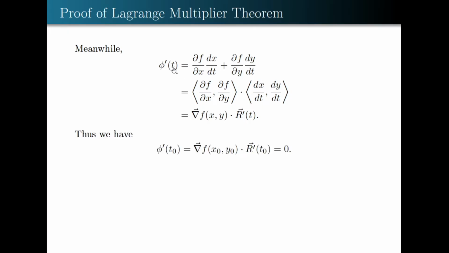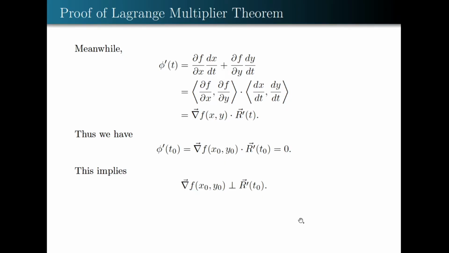In particular, this applies to all parameters t, so it applies to the parameter t naught. Therefore, phi prime of t naught is equal to the dot product of the gradient of f at x naught, y naught, again, since x naught, y naught is generated by t naught, dot r prime of t naught. And we have seen earlier that phi prime of t naught is equal to 0. Hence, this dot product is equal to 0. And when the dot product of two vectors equals 0, that means they are perpendicular. So this tells us that the gradient of f at x0, y0 is perpendicular to r prime of t0.